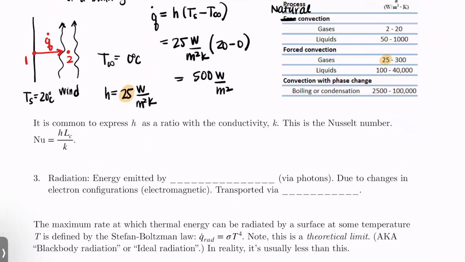It's common to express H as a ratio with the conductivity K. And so this is the Nusselt number. It's a non-dimensional number that essentially gives us a ratio of a fluid's convective heat transfer to its conductive heat transfer capacity. And so generally, and we'll talk about this more in the convection unit, H is specified by knowing the Nusselt number.